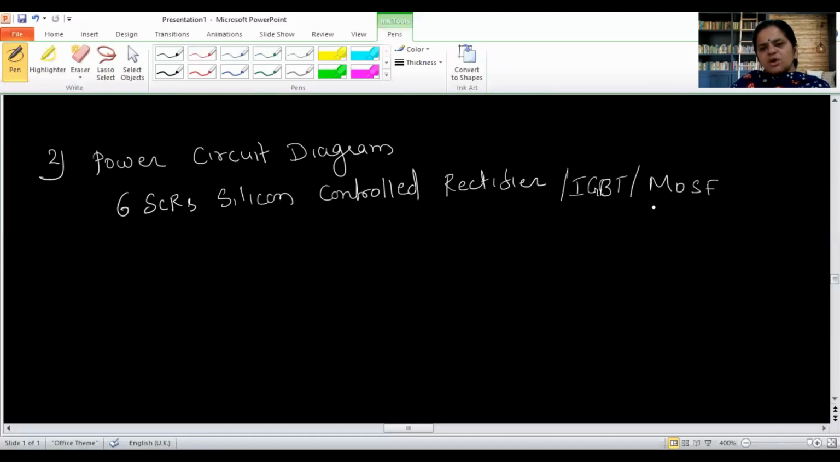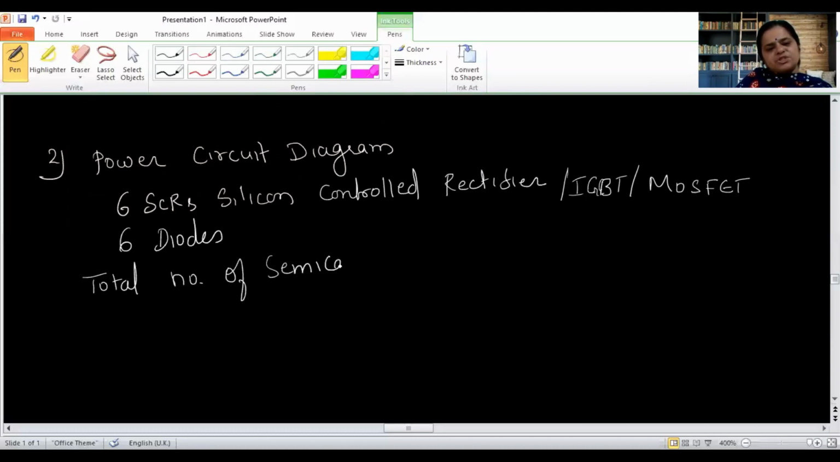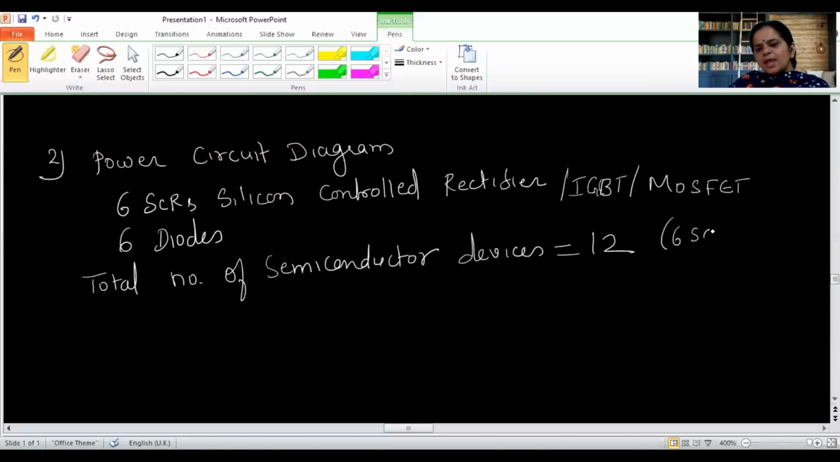We can use MOSFET also, metal oxide semiconductor field effect transistors. So any of these devices, either silicon controlled rectifier, IGBT or MOSFET, can be used because all these are controllable devices, and 6 diodes. So the total number of semiconductor devices which we use to make the three-phase inverter is 12, where 6 are SCRs and 6 are diodes.